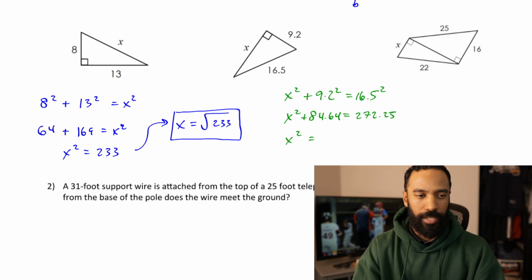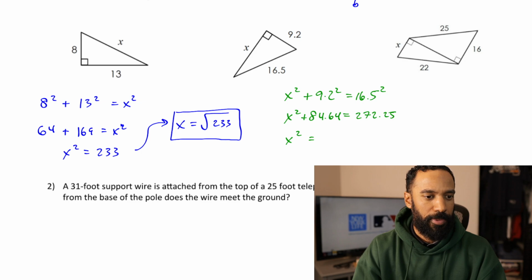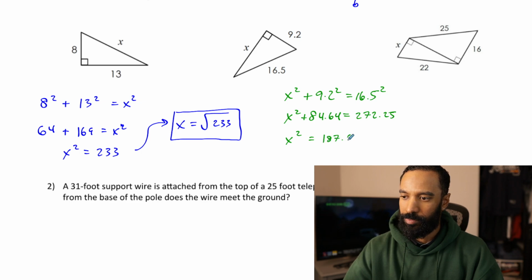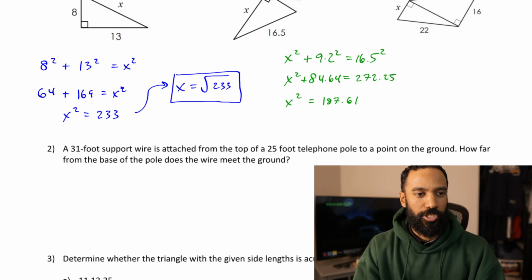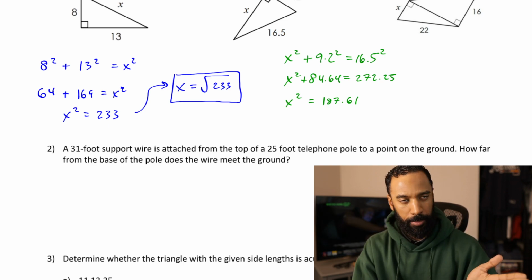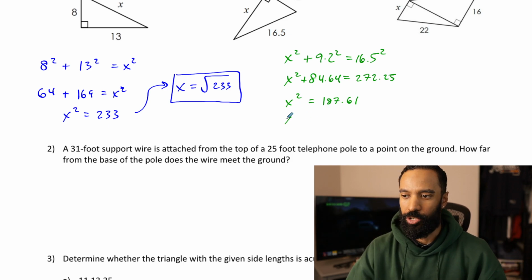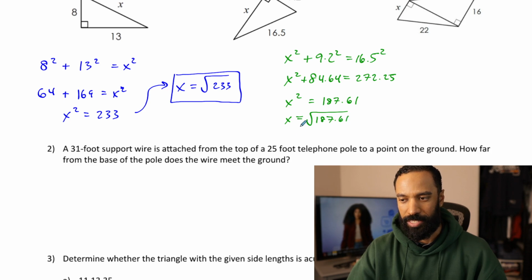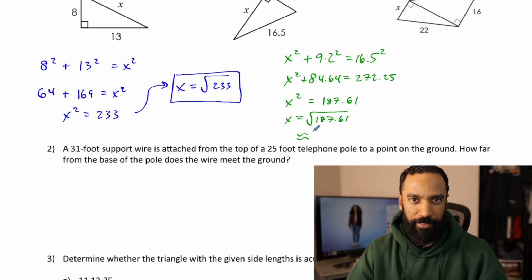I'm very curious to see what the square root is going to look like. Let's subtract for x squared. I don't trust myself with subtraction these days. We get 187.61. So x would be the square root of this. It's not a perfect number, it's an irrational value. So I'll start with just the square root of 187.61. That's as exact as it gets, I can't simplify that one to my knowledge.